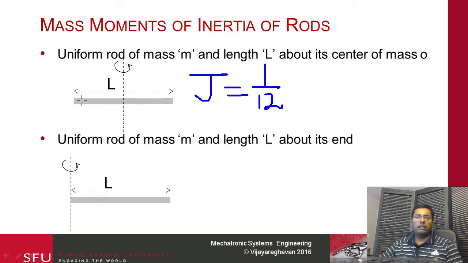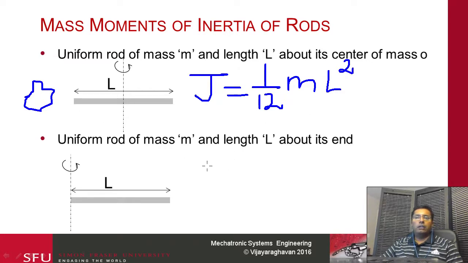This basically should be uniform, all this cross-section area. So it could be any shape. So it could be like so. As long as it's uniform all over, this formula is basically valid. So this becomes 1/12 ML squared.